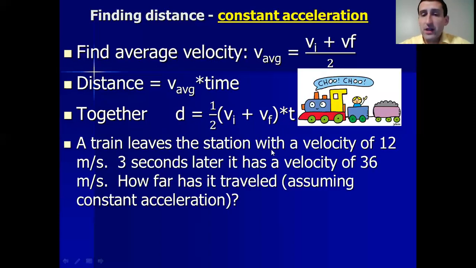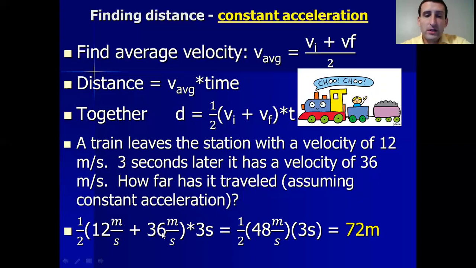So if a train leaves the station with a velocity of 12 meters per second, 3 seconds later it has a velocity of 36 meters per second, how far has it traveled, assuming it has a constant acceleration? So again, this is a problem. They gave us the initial velocity, they gave us the final velocity, and they gave us the time. They didn't give us the acceleration. They didn't ask us for the acceleration. The acceleration is not really a part of this problem. We want to know the distance, and they gave us the initial and final velocities as well as the time. So we can plug it directly into this equation, which is already solved for what we're interested in.